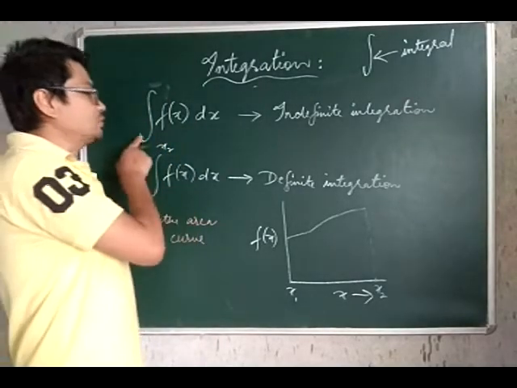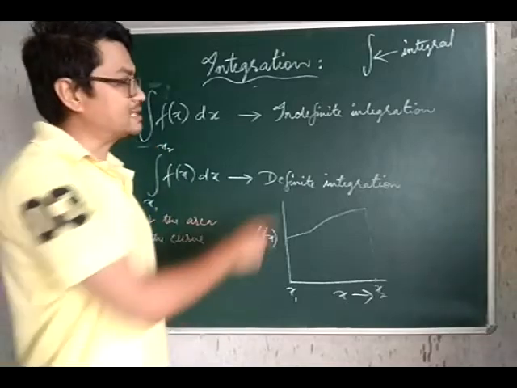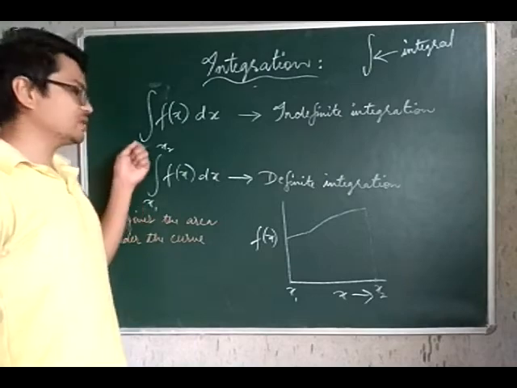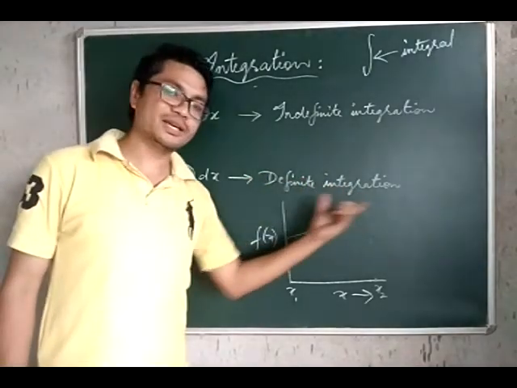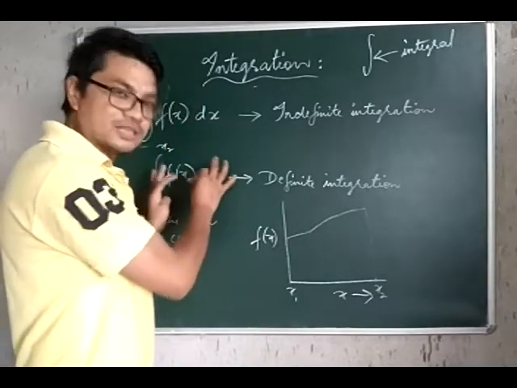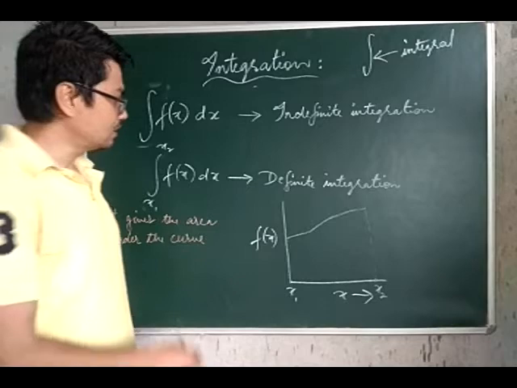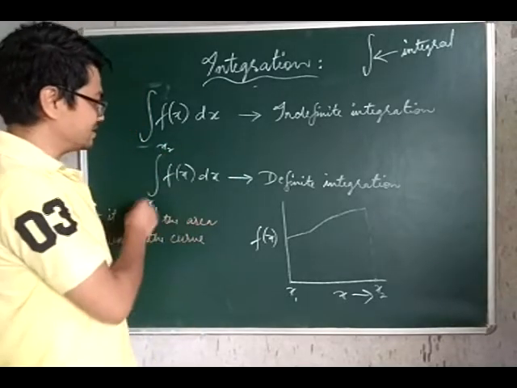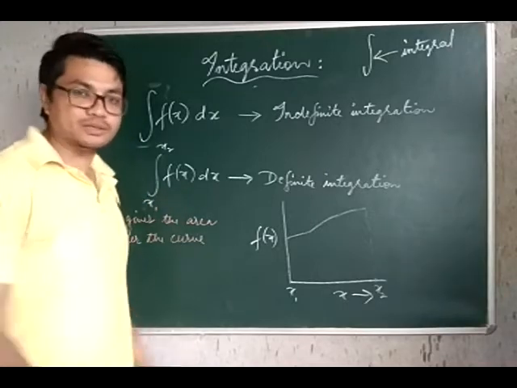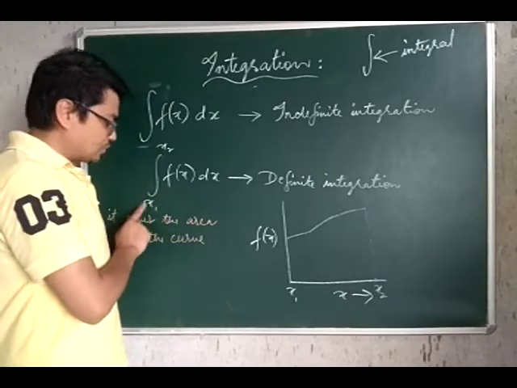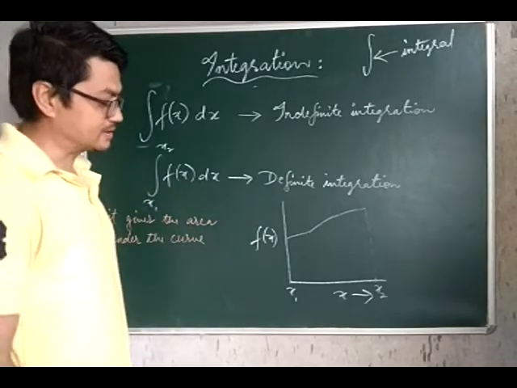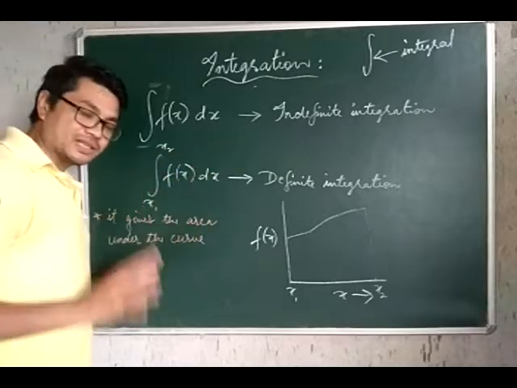So mind you, if you do not have the limits of integration, then that is indefinite integration. And when you have limits of integration, that is called definite integration. And in physics, we need definite integration. Now what does this mean? You read this as integration of f of x, from x1 to x2, this is how you read this. Now what is this thing basically giving us?